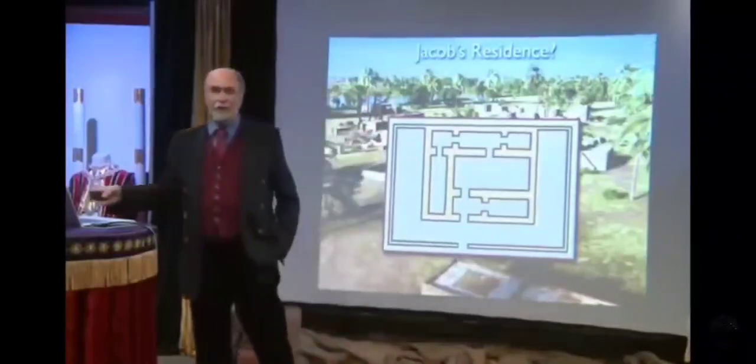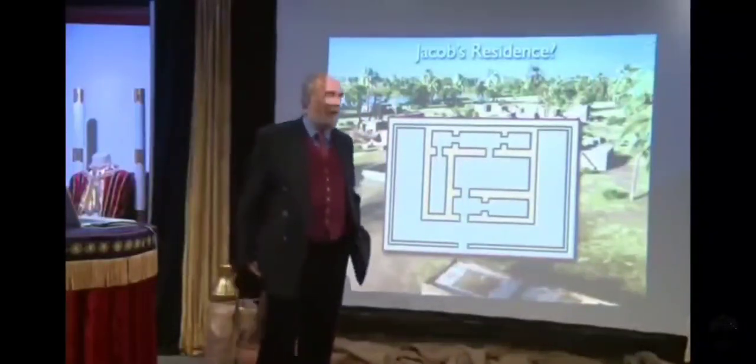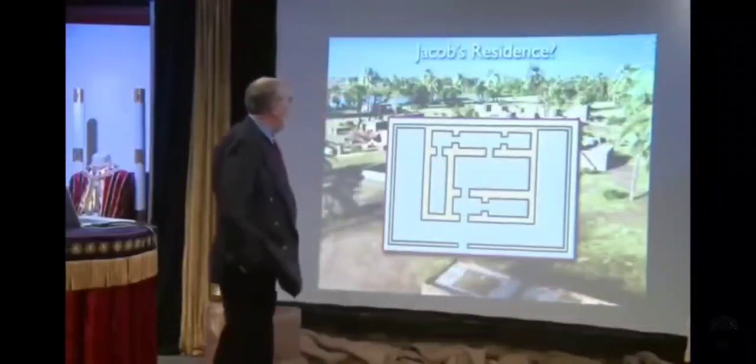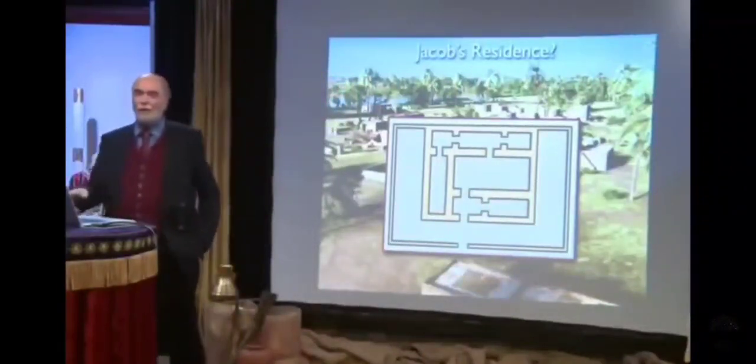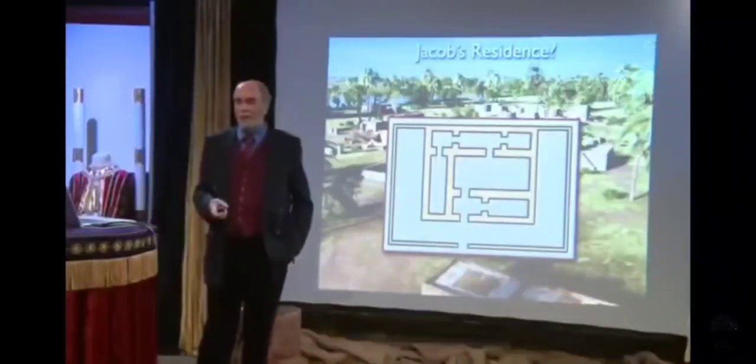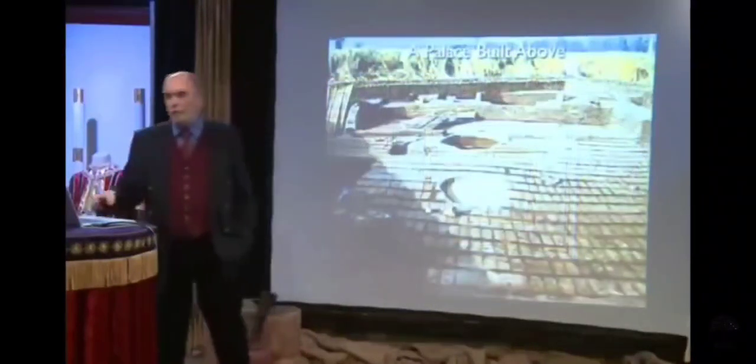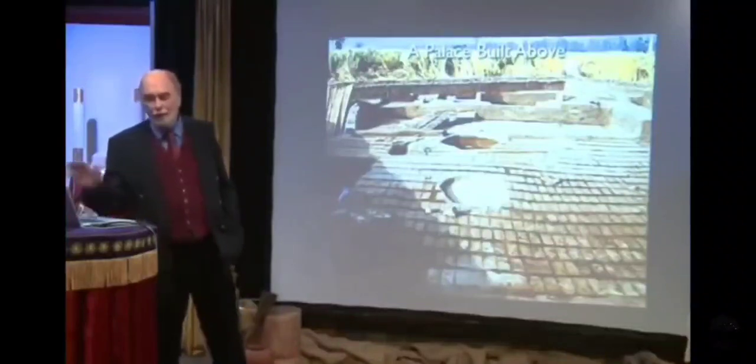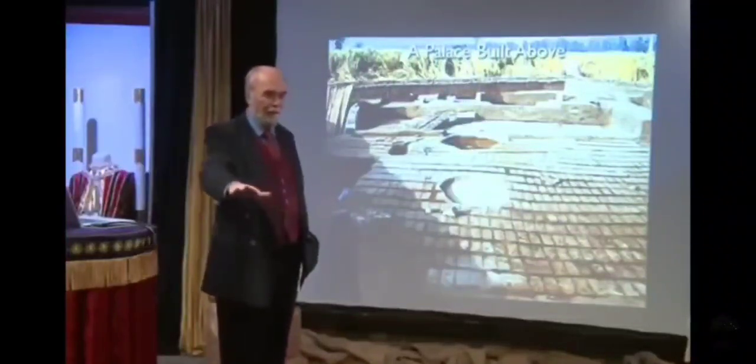It comes from North Syria, this design. It comes from the area where the patriarchs originated. This is the type of house you would expect a patriarch to build in Egypt. And of course, Jacob was a patriarch. And then, after a while, that house, according to the archaeology, was knocked down.